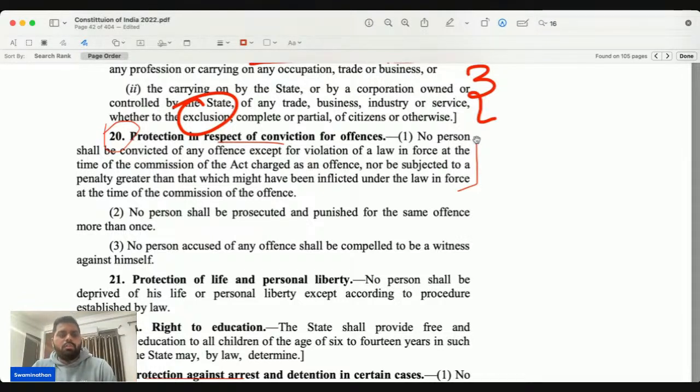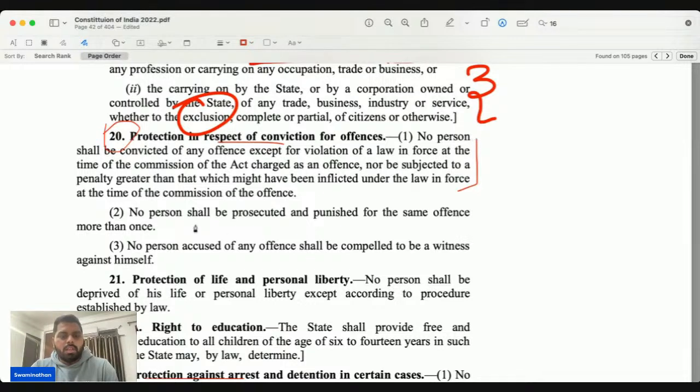Article 20 subclause 2 says no person shall be prosecuted and punished for the same offense more than once. It says no double jeopardy to anyone. If a person has done one offense and has been given a sentence once, an appeal can be filed. That is a different story altogether. But the person cannot be convicted for the same offense more than once.